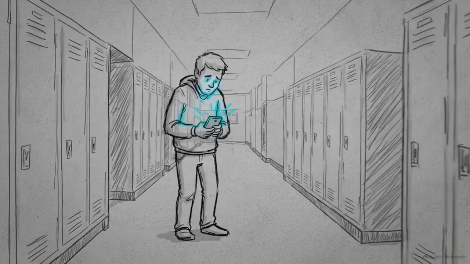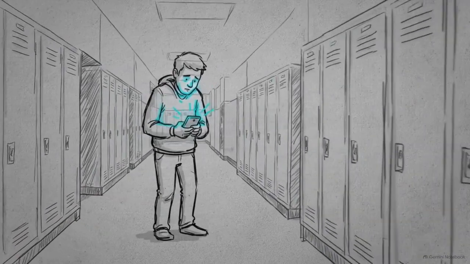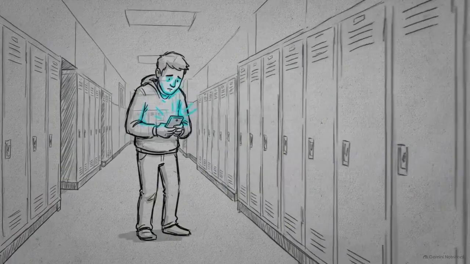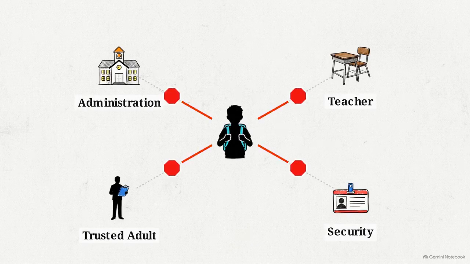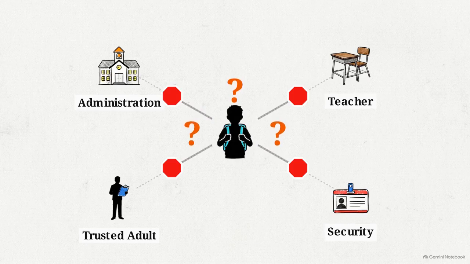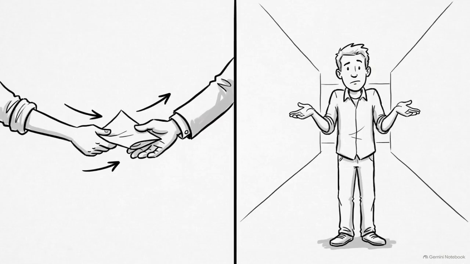You're a student. You just saw a disturbing message pop up in a class group chat. It could be a threat, a harmful post, or a severe case of cyberbullying. You know something is wrong, but almost immediately a roadblock appears. You need to tell someone, but you aren't sure who is actually responsible for handling digital threats. Even if you do find someone to tell, you're left wondering what actually happens after you report it.